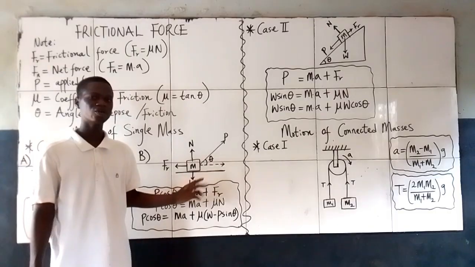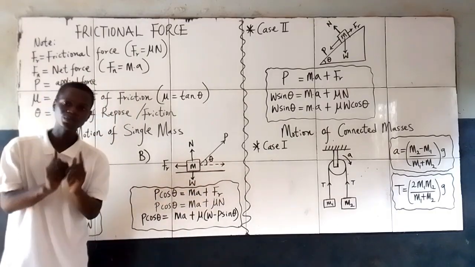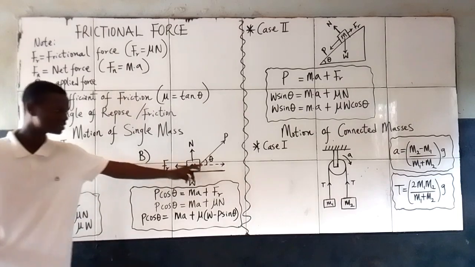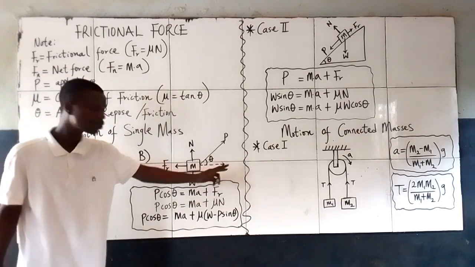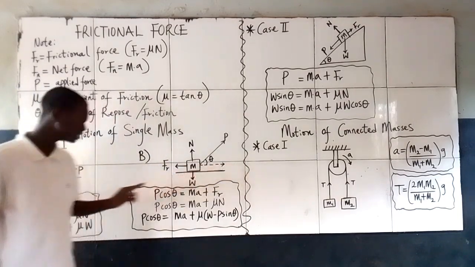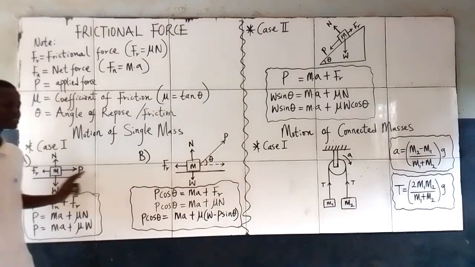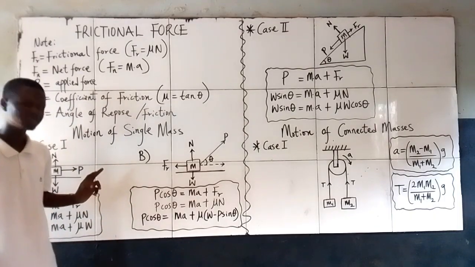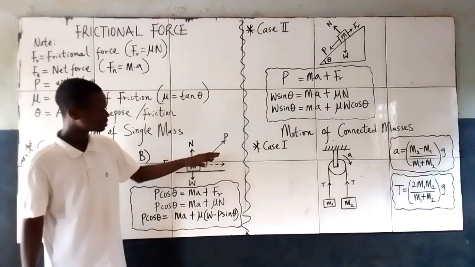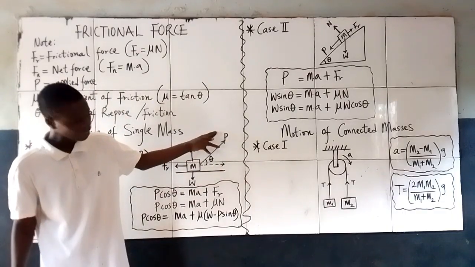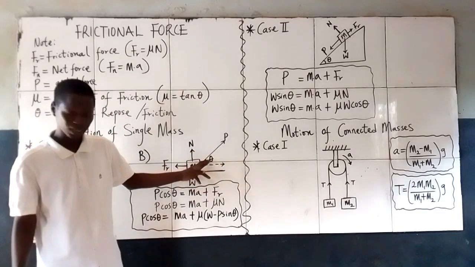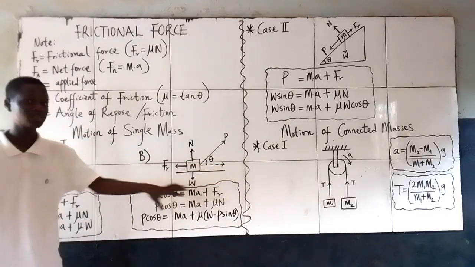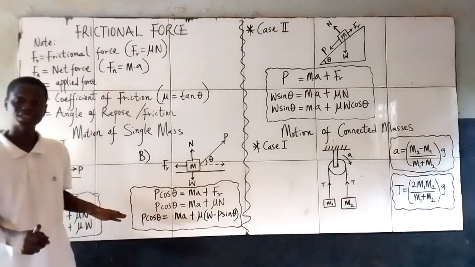And then this is another scenario under case 1. But in this case, observe something. There is a difference. The applied force in this case is acting at an angle to the horizontal. But in the other case, the applied force is acting along the horizontal direction. So in this case, we have the applied force acting at an angle theta to the horizontal direction. So we won't use the same formula because it's going to be a different thing entirely.